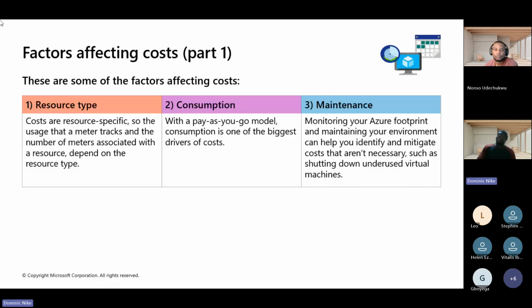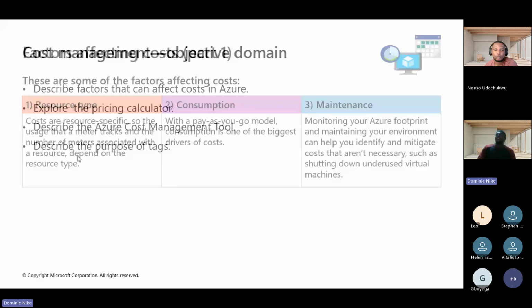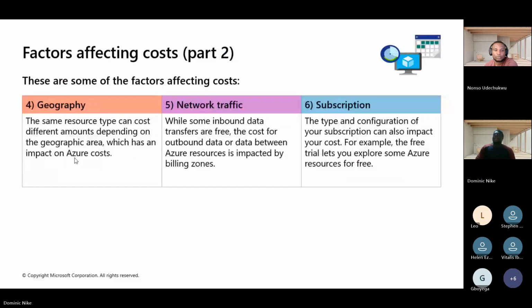I'll move over to the next slide here, which is the second part of factors affecting cost. Now, these are the next three. One is the geographical factors, which talks about the resource type and different amounts depending on the geographical area. For example, the money you spend buying a virtual machine in the Africa region will be different from the amount you spend buying a virtual machine in West US 3.